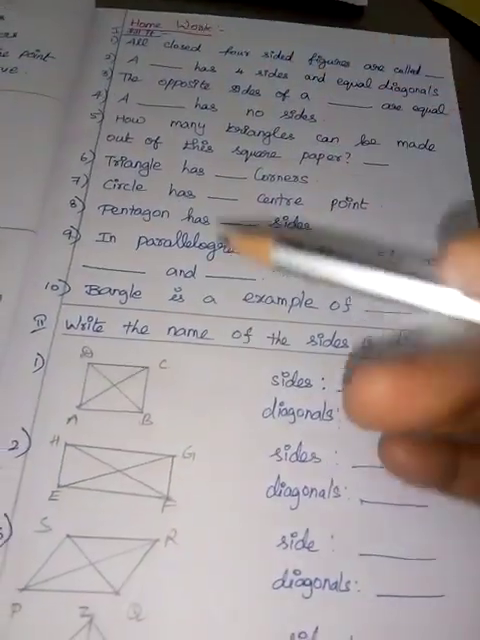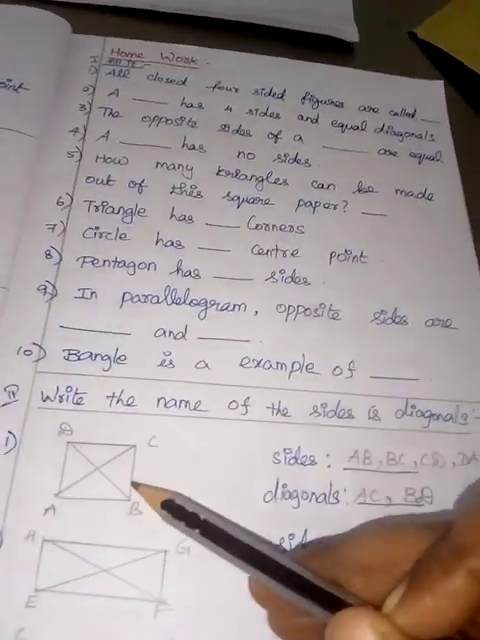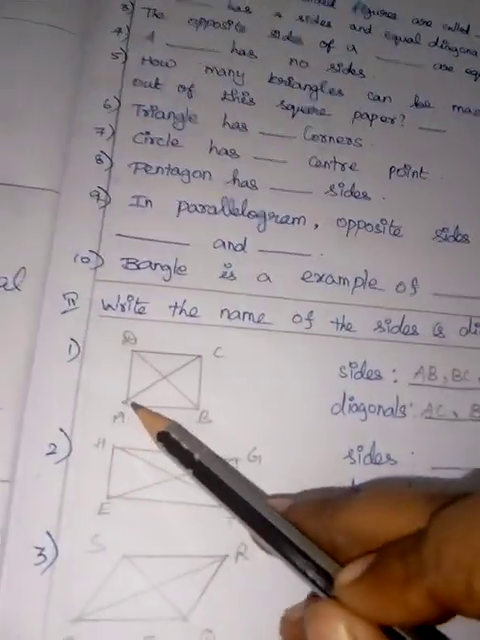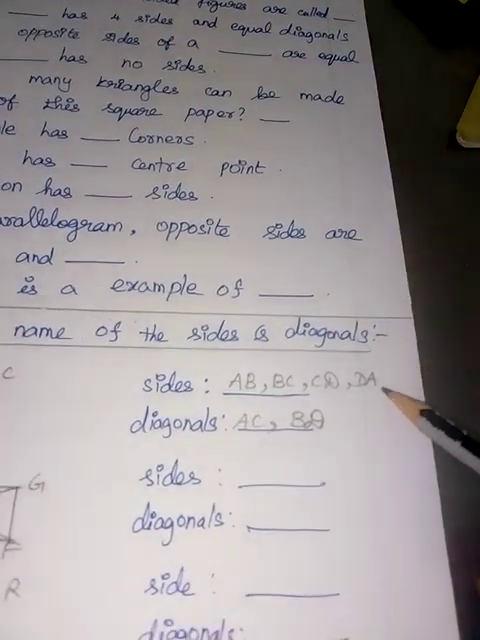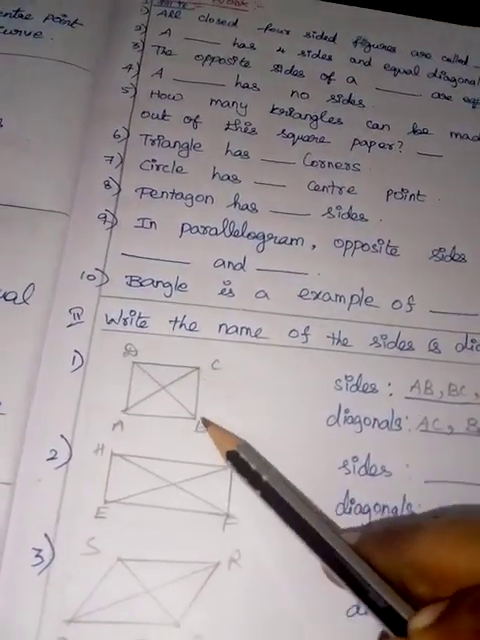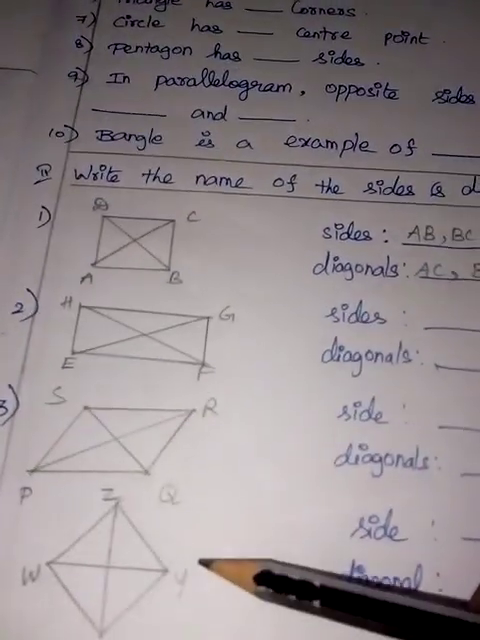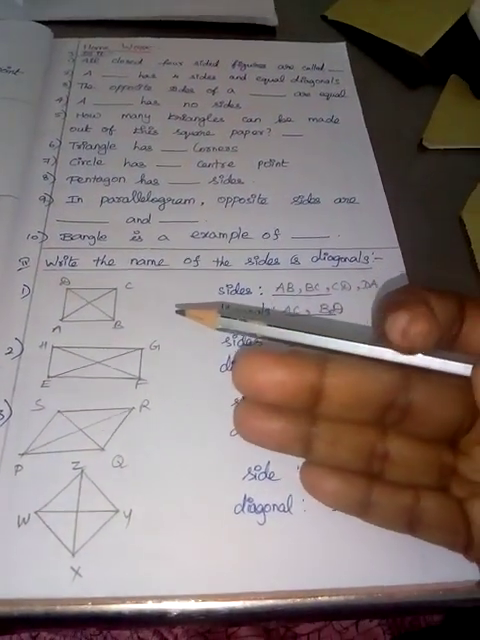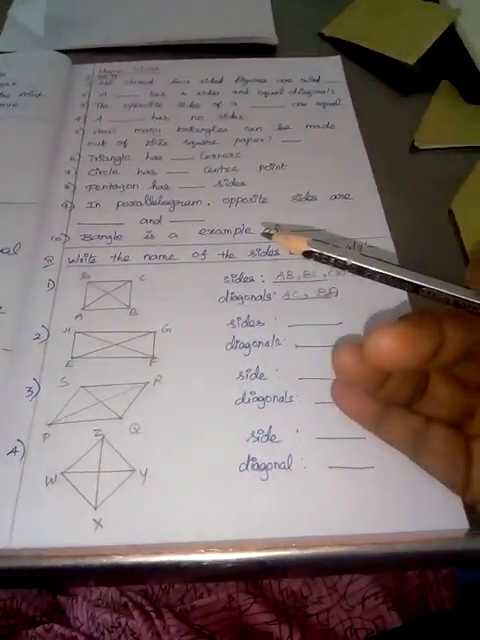Okay, and see the other questions. Write the names of the sides and diagonals. I give this shape. You write what the sides and diagonals are. First, what are the sides? AB, BC, CD and DA. I write it. Diagonals are AC and BD. You also write the diagonals and sides of the other shapes. You have to write both the fill-ups and the names of the sides and diagonals. You have to send the answer. Okay. Thank you.